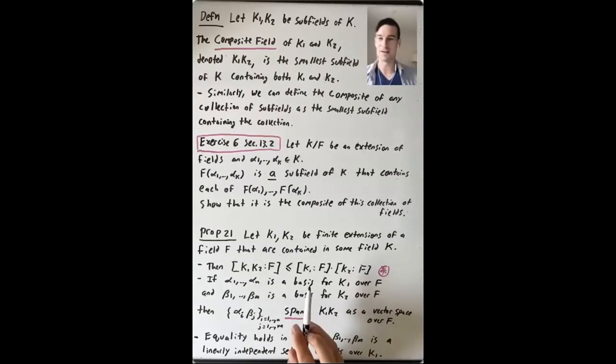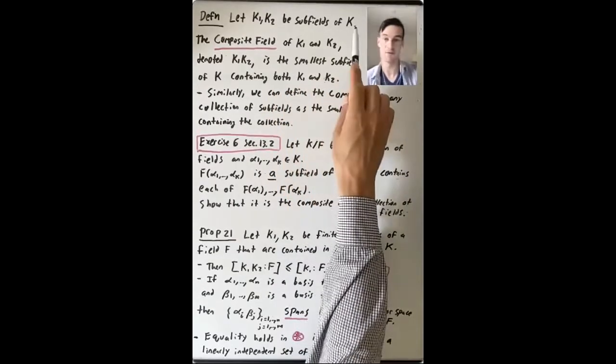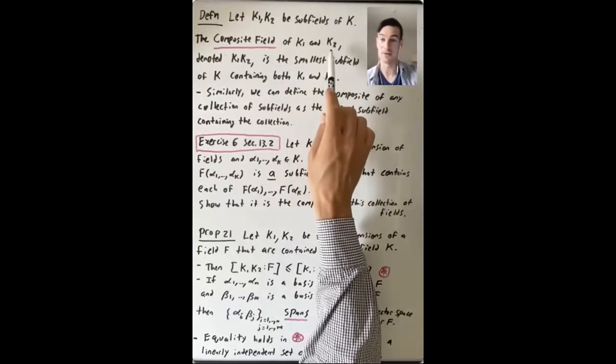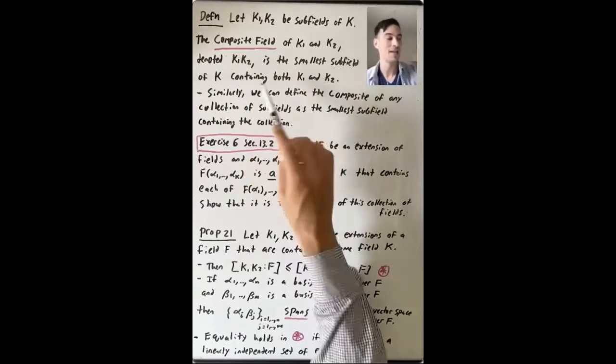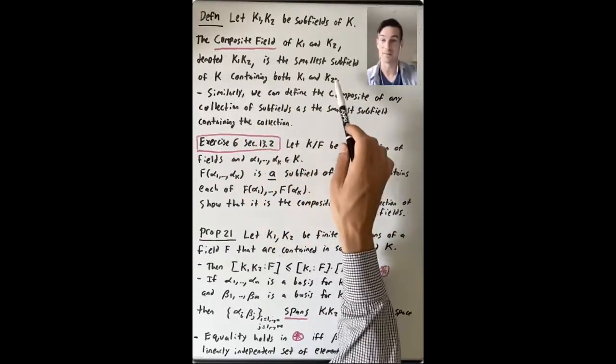The main focus of this video will be on the composite of field extensions. So let's say that K1 and K2 are subfields of a field K. The composite field of K1 and K2, denoted K1K2, written right next to each other like that, is the smallest subfield of K containing both K1 and K2.